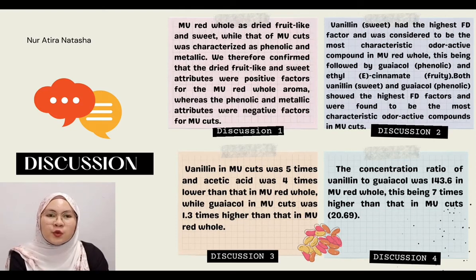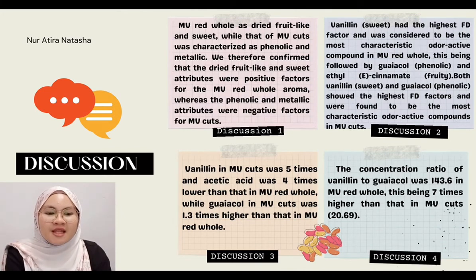Based on their odor qualities, vanillin and guaiacol respectively contribute to the sweet and phenolic attributes by the sensory evaluation, and both ethyl cinnamate and damascenone contribute to the resinous and dried fruit-like attributes. Next, although vanillin, acetic acid, and guaiacol were abundantly present in both samples, vanillin in MV cuts was 5 times and acetic acid was 4 times lower than in MV red hole, while guaiacol in MV cuts was 1.3 times higher than in MV red holes.